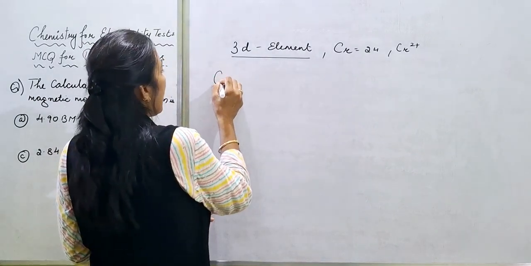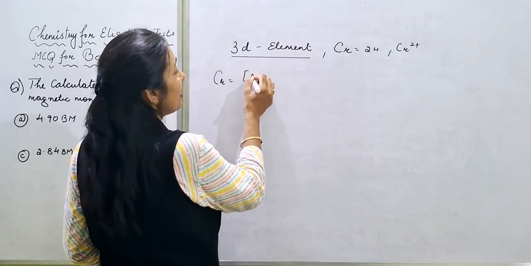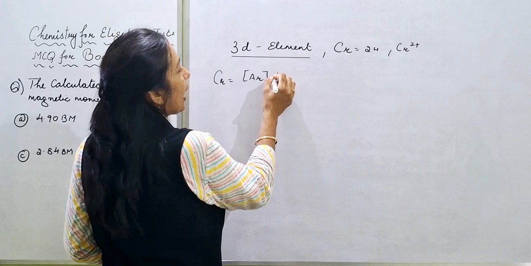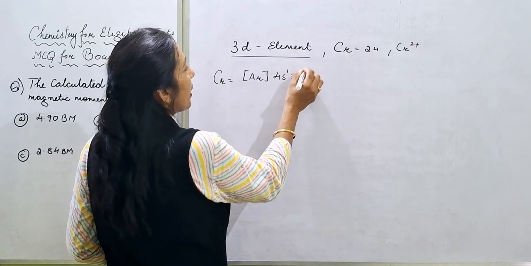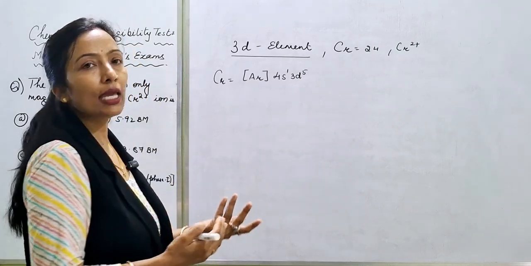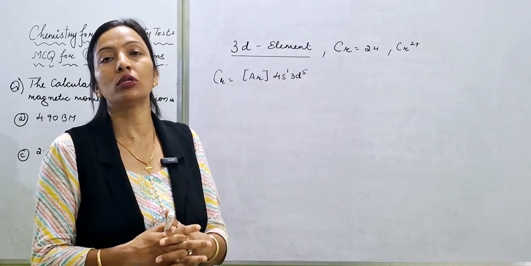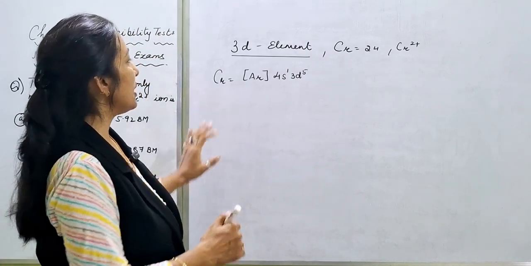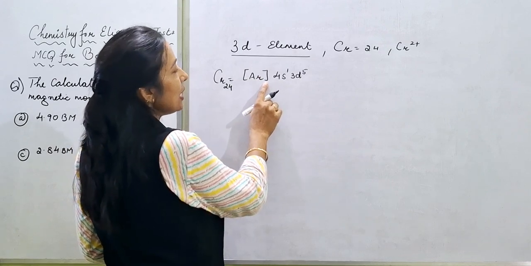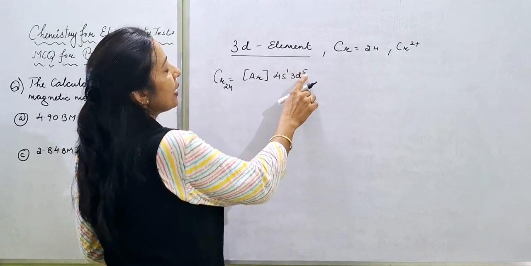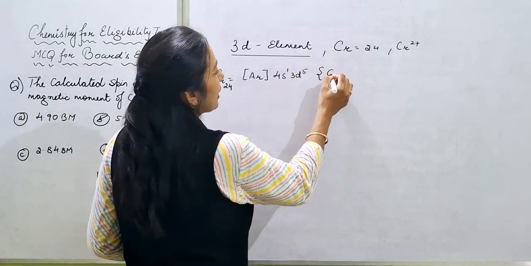So let's see what the electronic configuration is in the ground state. That is argon, the nearest inert gas, and then 4s1 and 3d5. This is the exceptional case. Here both subshells are half filled. It is more stable here. 24 is its atomic number, and we have 18, then 1 and 5, that is 24. This is the electronic configuration in the ground state.